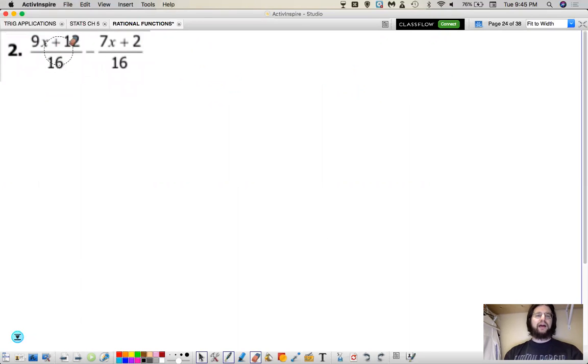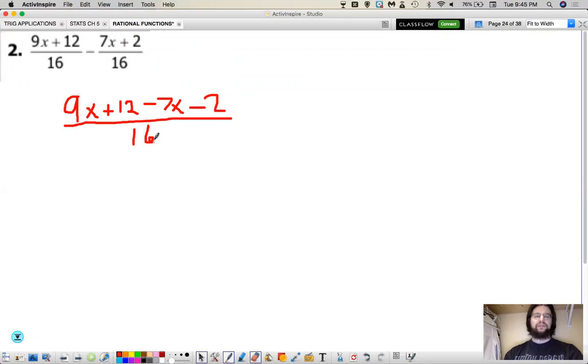Let's look at another example. This time we have a binomial in the numerator, and in the numerators, plural. We do have a common denominator, so we can literally just put them together. We're subtracting. That means we're distributing that negative to both of these. If it helps you, write it out. I'm going to distribute the negative to the 7x and the 2. And again, we have a common denominator of 16. Combine like terms.